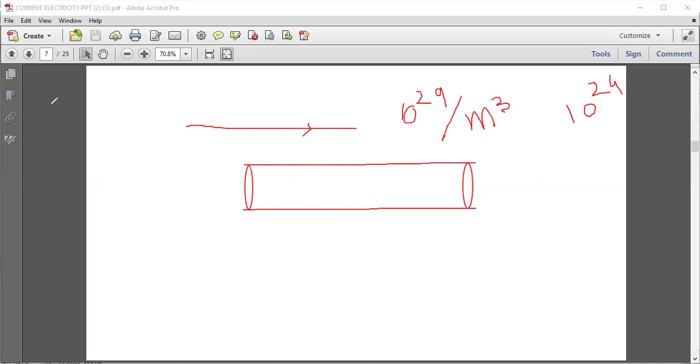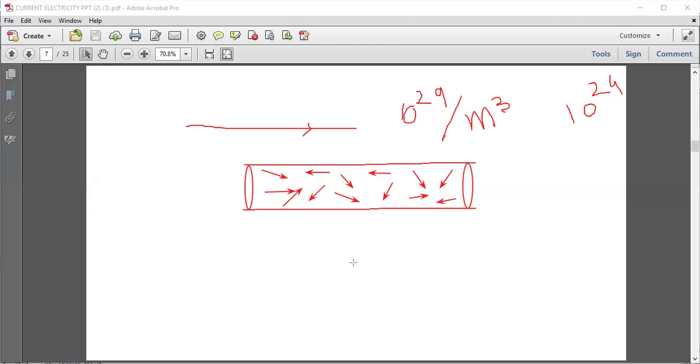Now, these free electrons are moving randomly here and there inside the conductor because of the thermal energy of the conductor. Means these free electrons do not move in a definite direction. They move just like the molecules of a gas. Their motion is random motion.